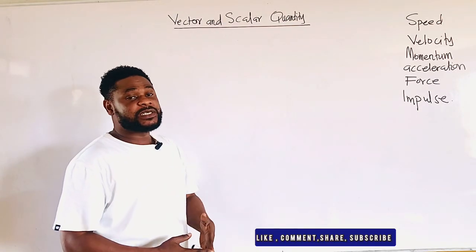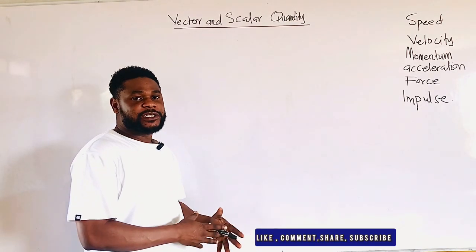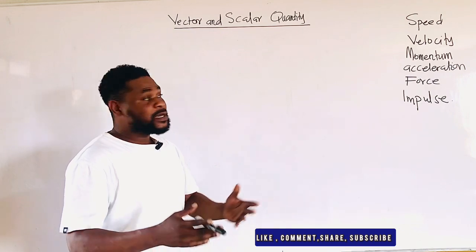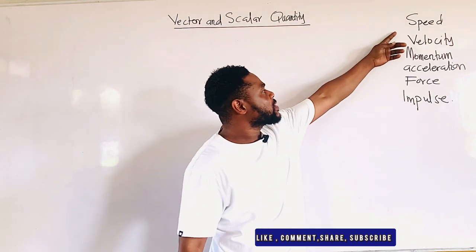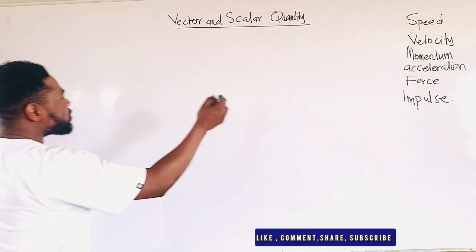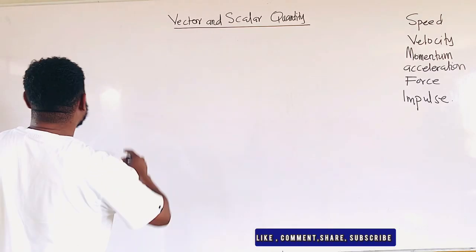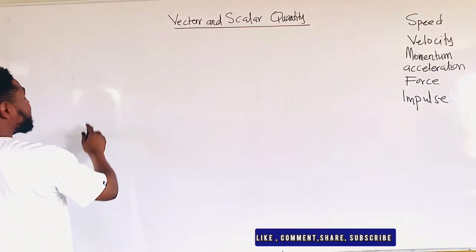Alright, let us also look at scalar quantity. It's a type of quantity which has only magnitude but no direction. An example is what? Speed. Alright, let us look at these examples and how we can derive some mathematical formulas from them.